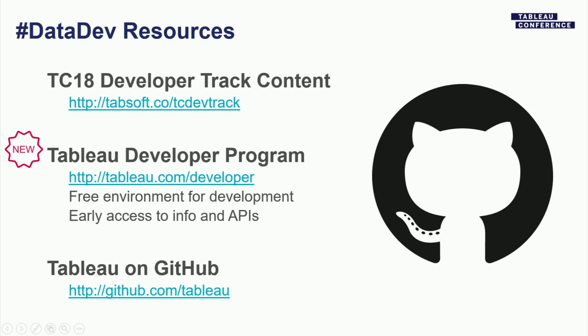Yes, please. Is there a mechanism for the REST API to get a list of sites? The question is if there's a mechanism for the REST API to get a list of sites. The answer is yes. You can simply send a GET request to the sites endpoint, and that's going to return you the list of sites with some basic metadata, some basic fields.